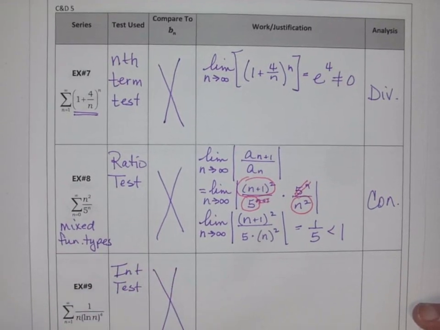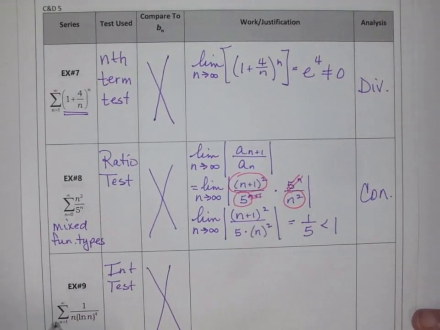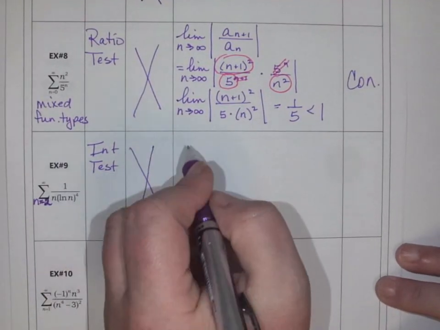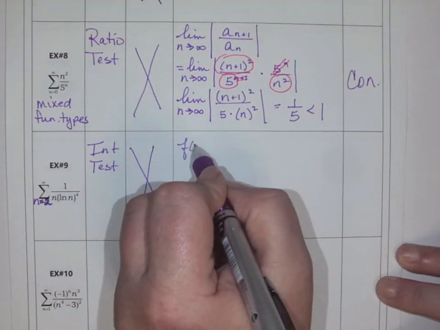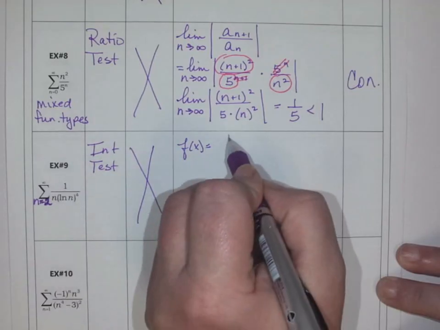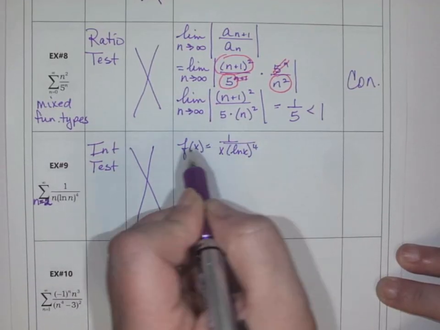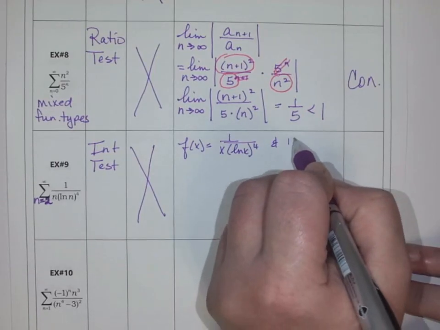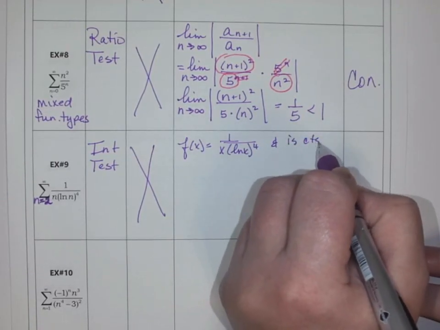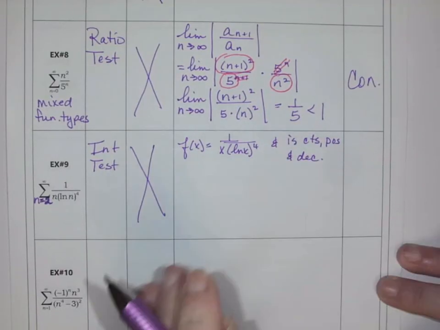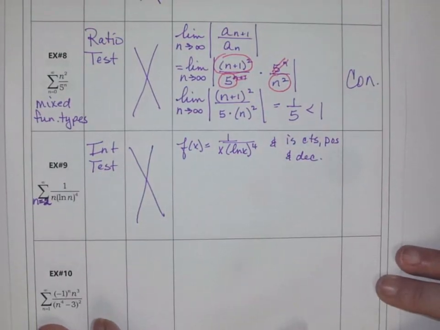It means I'm not comparing it to anything. And just like before, I think that needs to be a 2, n equals 2, or else it's a bad integral. So we're going to put that n equals 2. All right, so we're going to say f of x is equal to 1 over x times natural log of x to the 4th, and is continuous, positive, and decreasing. Okay, that's the conditions of the integral test.